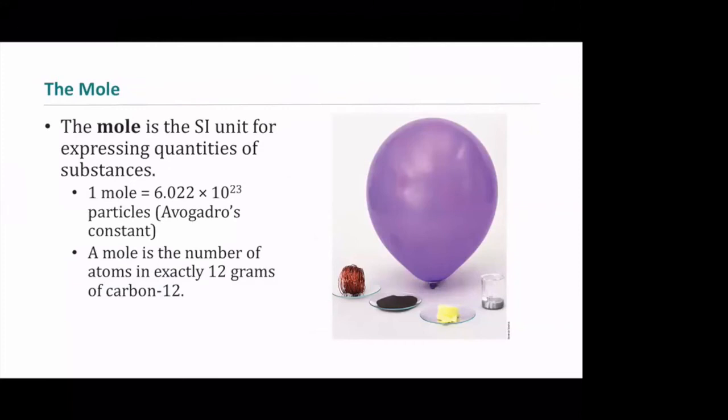So if you want 1 mole of silicon, all you have to do is weigh out 28.0855 grams, and you will have 1 mole, which is 6.02 times 10 to the 23rd atoms.